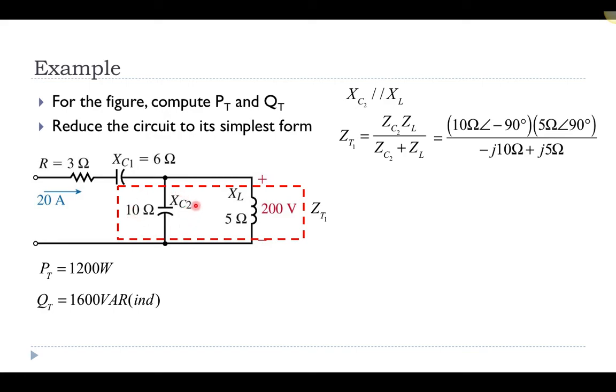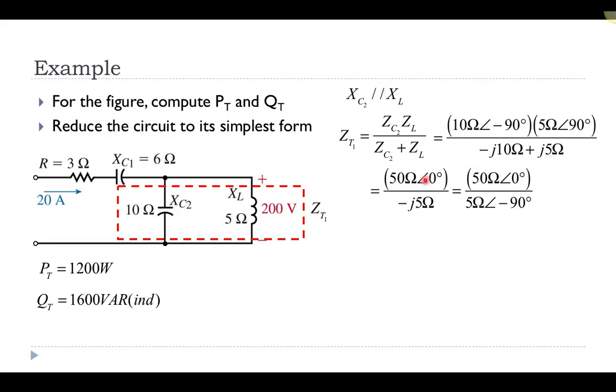The capacitor has a capacitive reactance of 10 ohms, and of course it's a capacitor, so its impedance has a phase angle of -90. The inductor has an inductive reactance of 5 ohms, and because it's an inductor, it has a phase angle of 90. Then I can add those two impedance values together. The capacitor is negative, and the inductor is positive.